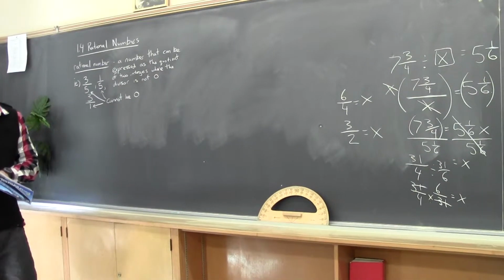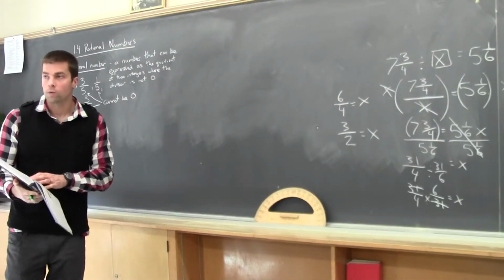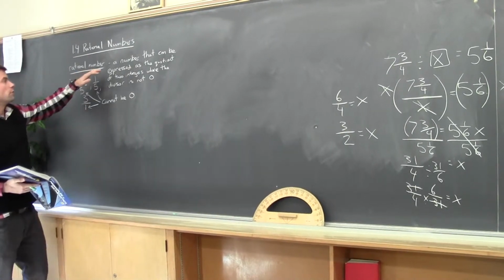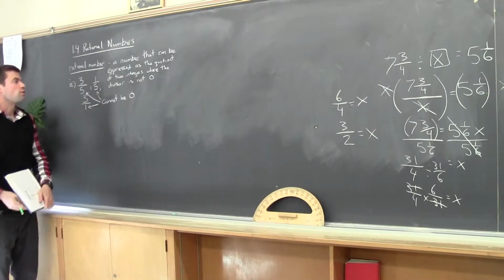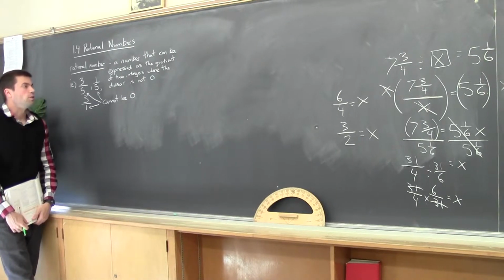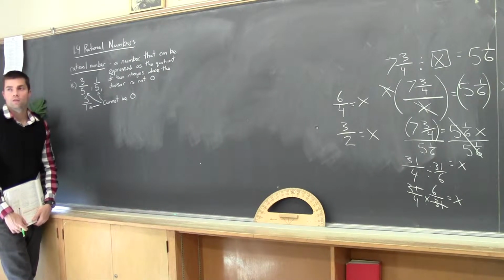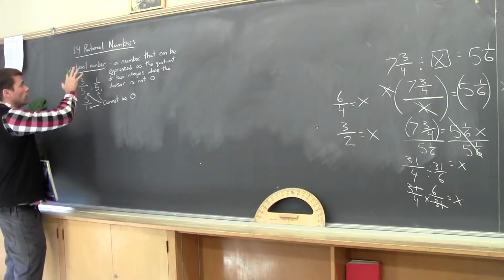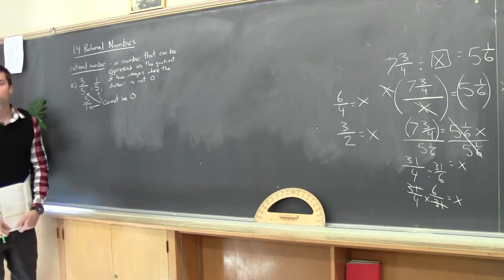Okay, 1.4 in your textbook, page 41. We're talking about rational numbers. So, a rational number is a number that can be expressed as the quotient of two integers, where the divisor is not 0. It sounds complicated, but really it's not. Another way of thinking of rational numbers is just fractions.